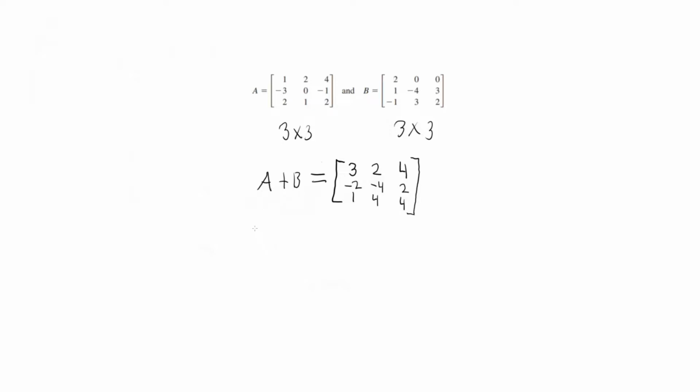Let's move on to matrix subtraction. Just like with addition, we're going to be operating only on the numbers in the same positions in each matrix, except instead of adding the two, we're going to subtract the second one from the first. So let's start with column 1, row 1 again. 1 minus 2 is negative 1. In column 2, row 1, 2 minus 0 is 2.